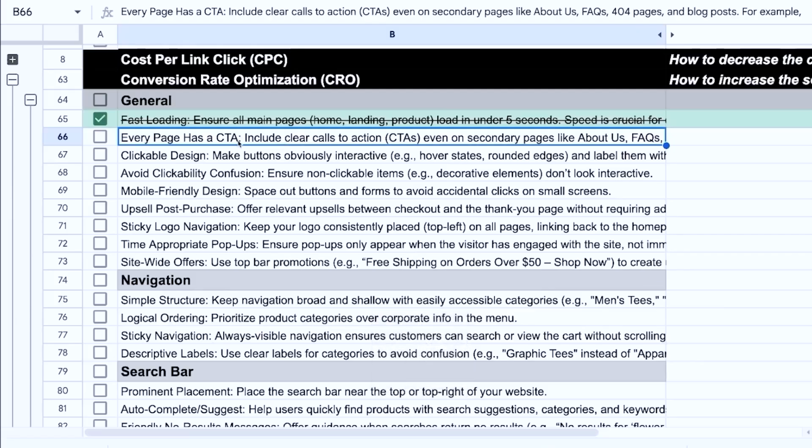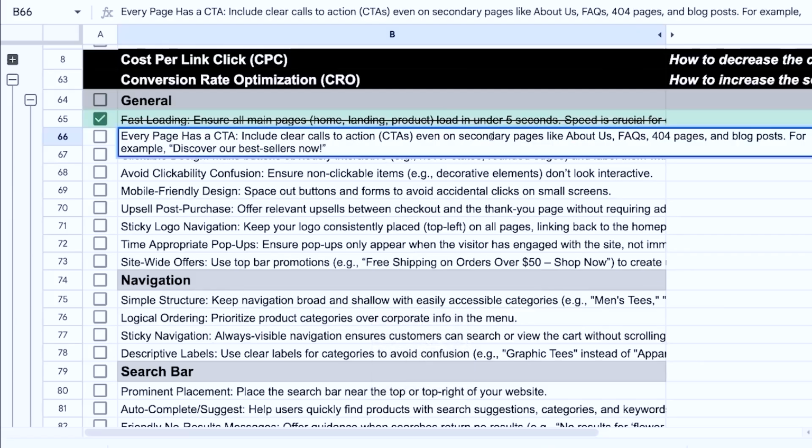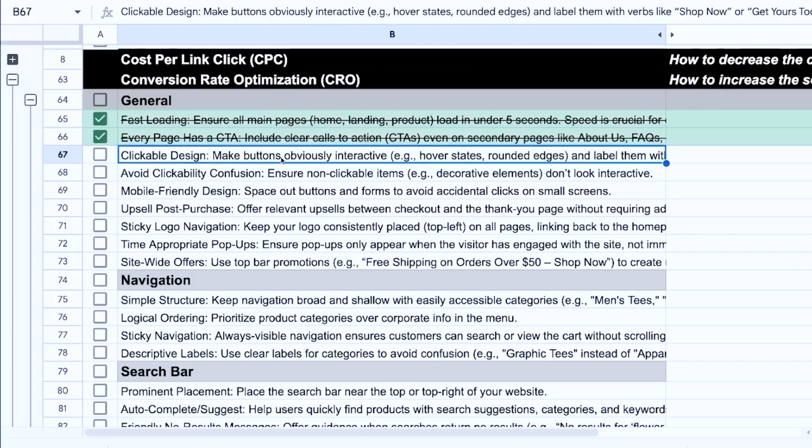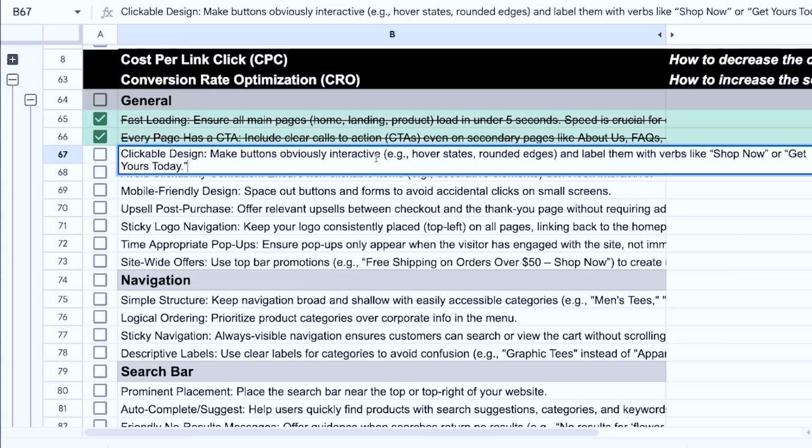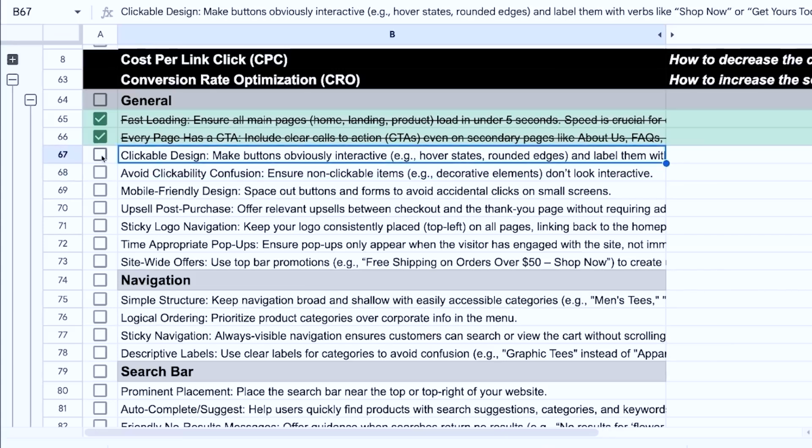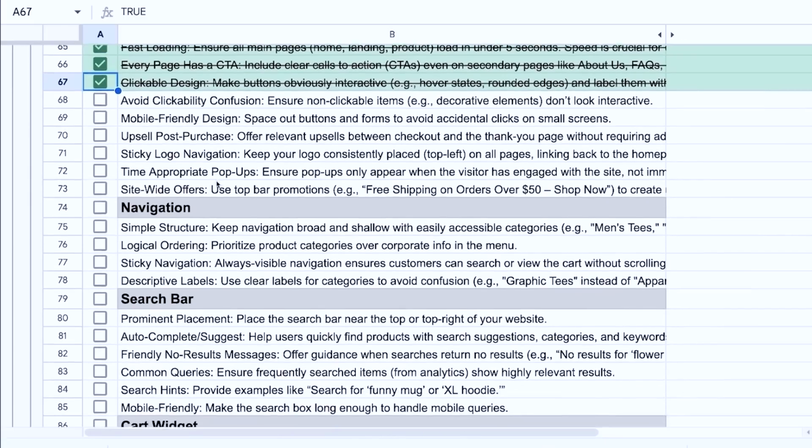Next, every page has a CTA. Include clear calls to action, even on secondary pages like About Us, FAQs, 404, blog posts. Next, clickable designs: make buttons obviously interactive and label them with verbs like shop now or get yours today. So this is color isolation. We want the CTA button to clearly stand out.